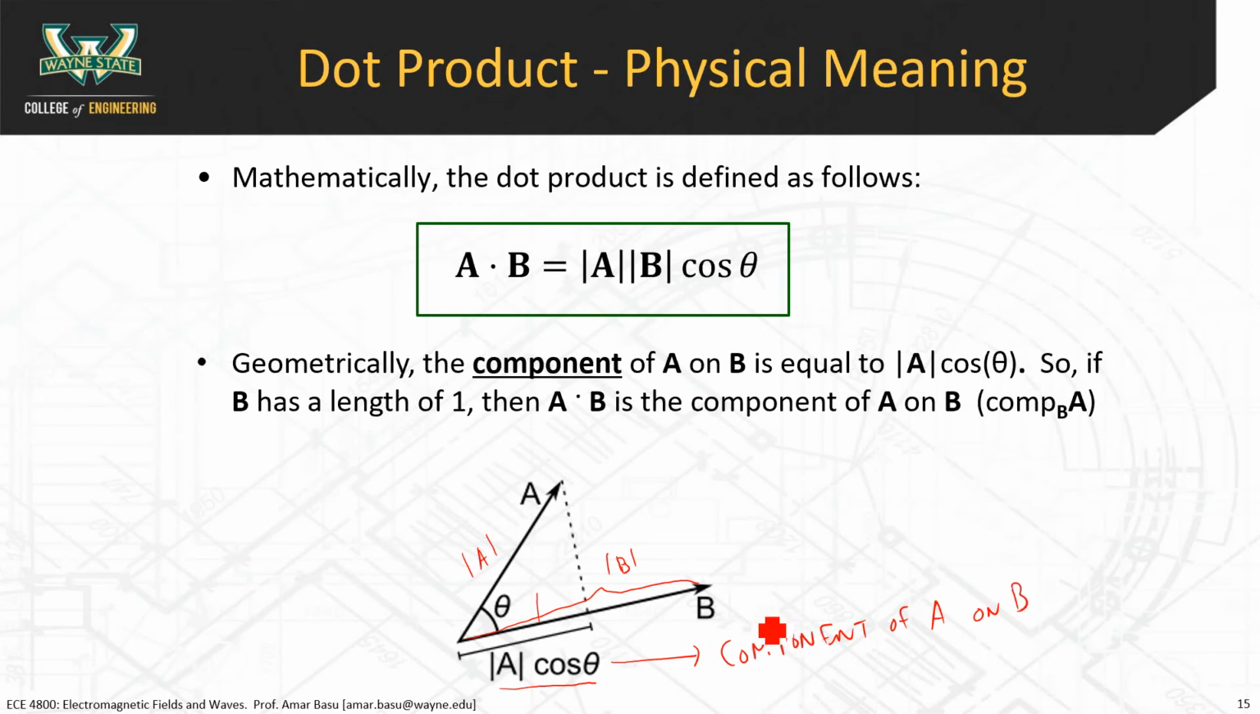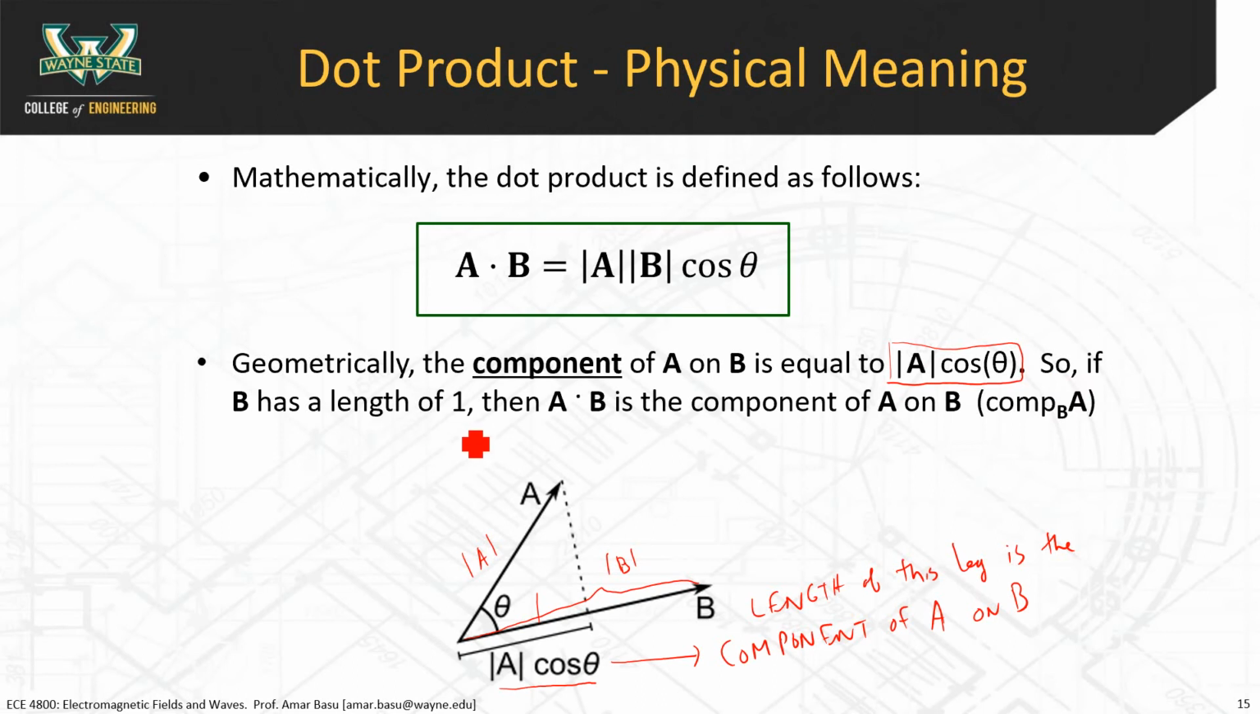I'm going to make a note here. The length of this leg is the component of A on B. And that's what it says up here: the component of A on B is equal to the magnitude of A times the cosine of theta.